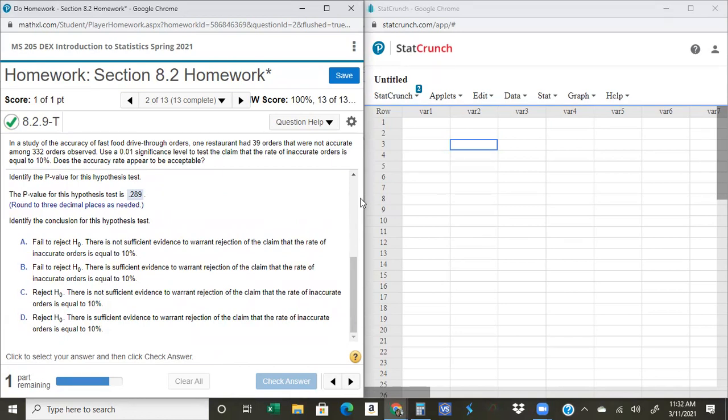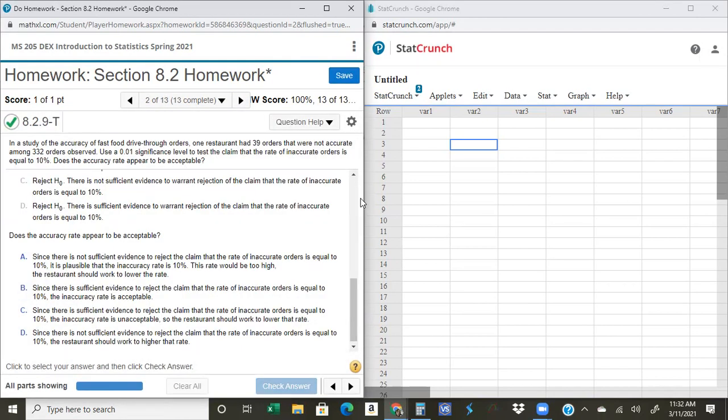There is not significant evidence to warrant rejection of the claim that the rate of inaccurate orders is equal to 10%, or there is sufficient evidence. Since this is a restatement in words of the null hypothesis, and we are not rejecting the null hypothesis, which says that it is equal to 10%, then we're saying there's not enough evidence to warrant rejection of the claim. So the answer here is going to be A.